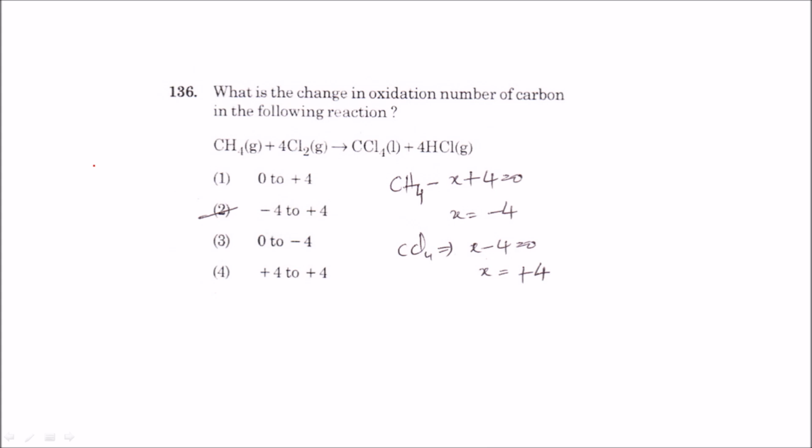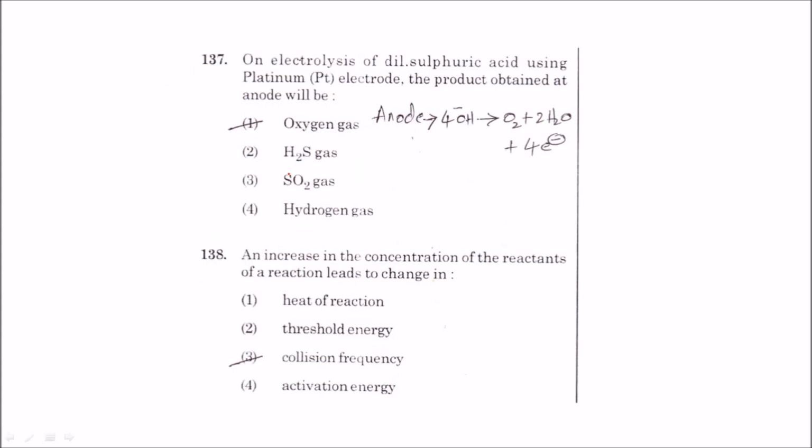Okay, you can take the first question now. What is the change in oxidation number of carbon in the following reaction? Right, so the reaction given here, starting with methane, you can see the oxidation number of carbon in methane is -4, and it's converting into CCl4, carbon tetrachloride. The oxidation number of carbon in CCl4 is +4. So they're asking the change in oxidation number. So the change in oxidation number is from -4 to +4. So the right option for this question is second one. Let's go to the next question now, 137.